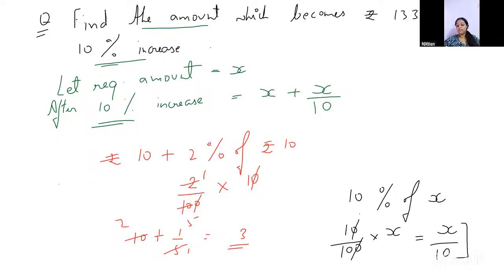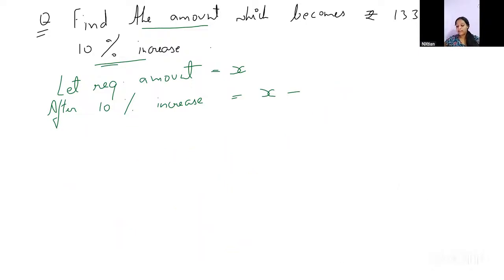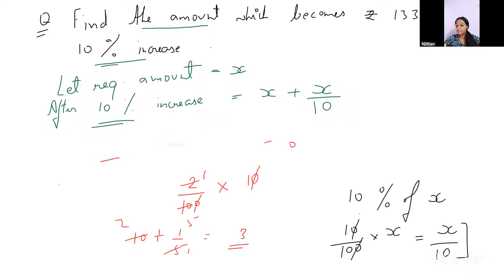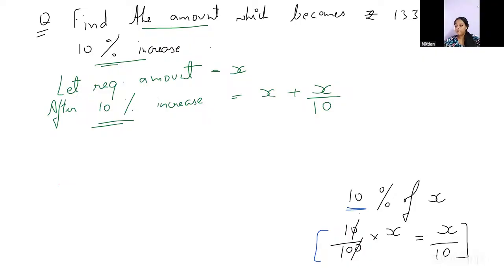This is what we are doing. Only here the difference is that we are doing it with x. 10% of x. So 10 upon 100, of means multiplication, into x. 10 upon 100 because 10% is written. So 10 upon 100 into x, you will get x upon 10. Now you have x plus x upon 10.